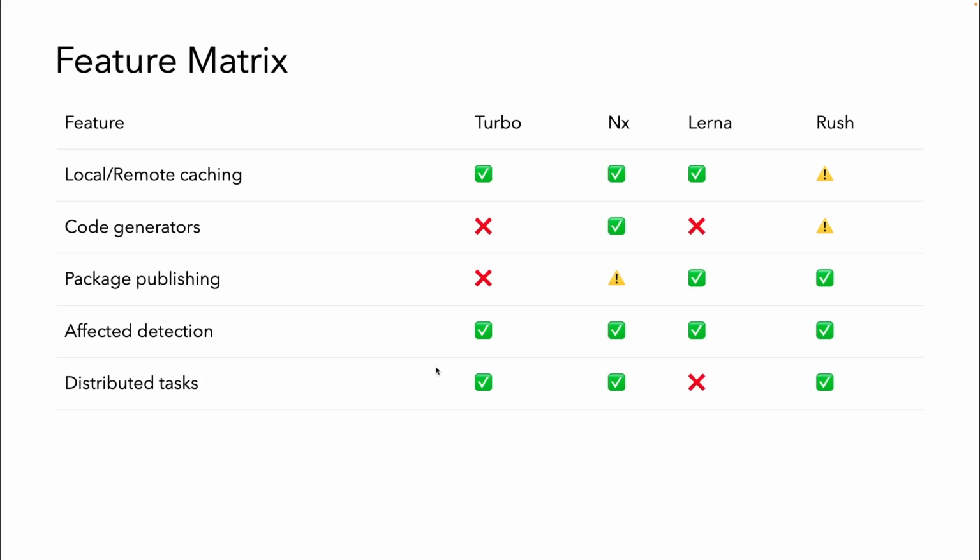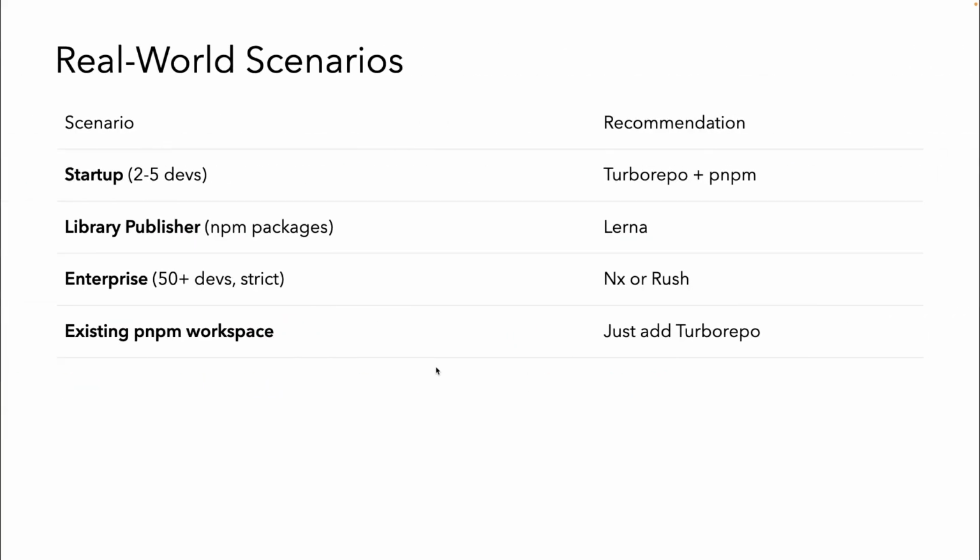Package publishing: Lerna yes, NX and Turborepo no. That's the reason why I still use Lerna for publishing packages. Affected detection: let's say you are using a monorepo and you want to deploy only the affected, or code-changed, repositories. Then affected detection can happen in both NX and Turborepo. That is good, because this is what we are going to use in the CI to know which services to deploy, right?